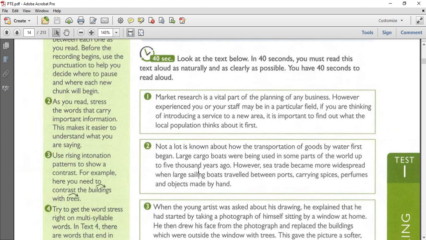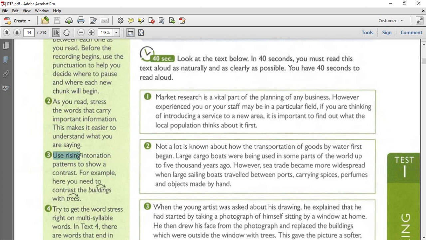Not a lot is known about how transportation of goods by water first began. Large cargo boats were being used in some parts of the world up to 5,000 years ago. However, sea trade became more widespread when large sailing boats traveled between ports carrying spices, perfumes, and objects made by hand. So we just stress the words that we think are very important, and that's the second tip. Now let's jump to the third tip.